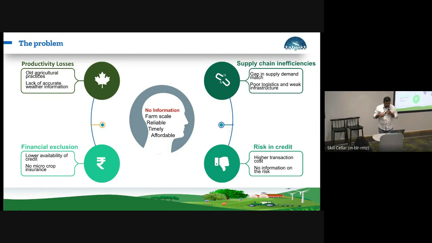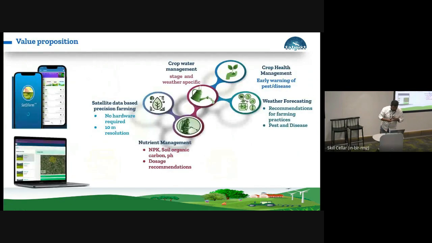So we are aiming to solve this problem. We have many products, and one of them is Sat to Farm, a mobile and web-based application. In this, we are providing information using satellite data. There is no need for any hardware to be installed, and we provide the information at 10-meter resolution. We are using the Sentinel-1 and Sentinel-2 satellite data to provide the information at 10 meters.